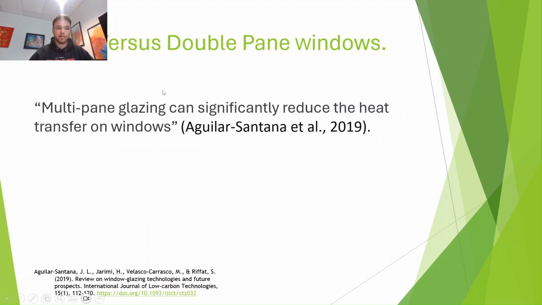Single versus double pane windows. Single is going to be wasted energy, basically. Every window anywhere that's trying to keep cold air or hot air out, we really want to be double pane, because that little gap of air in the middle is going to be a great insulator. And this just furthers that. Multi-pane glazing can significantly reduce the heat transfer on windows. This is just a different form of double pane windows.